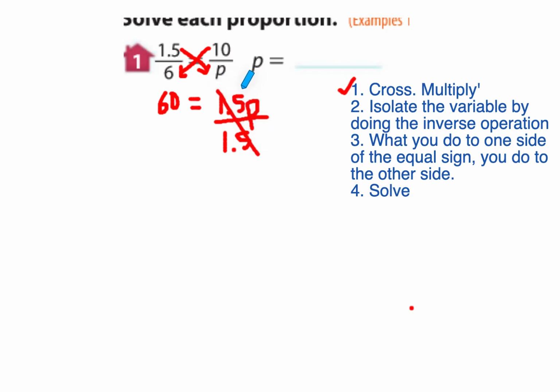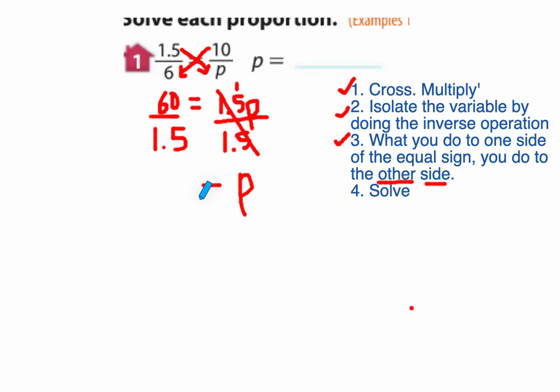1.5 divided by 1.5 is 1. And 1 times P is just letter P. What I do to one side, I'm already on step 3. What I do to one side of the equal sign, you do to the other side. So I did divide it by 1.5. I'm going to divide this by 1.5.